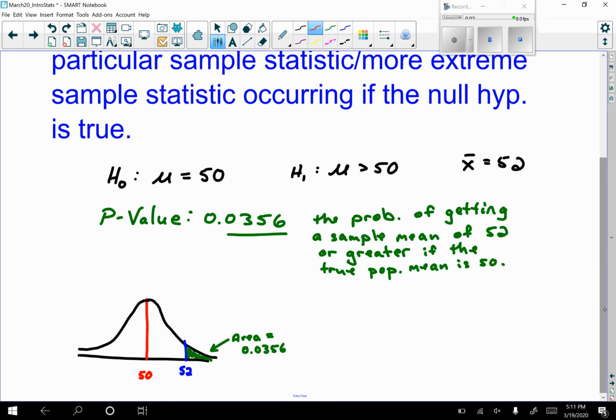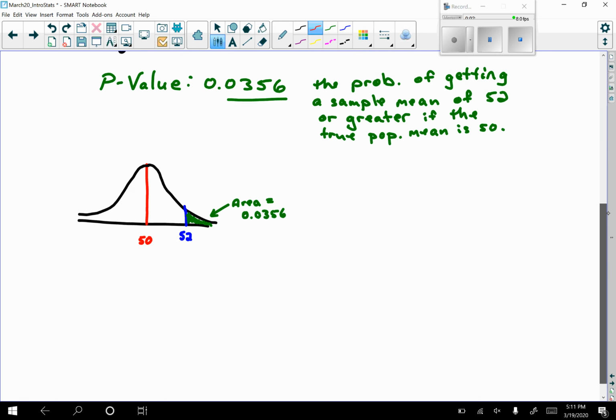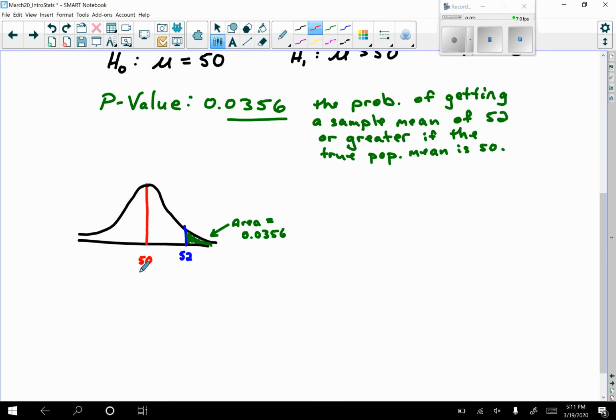So this is just a normal distribution. Notice my mu isn't 0 here, but right in the middle, we're looking at our population mean as being 50, and then our sample mean is 52. So this area to the right of the 52, that is the p-value. That's what we're going to be finding. In the end, we're going to compare this to our alpha.